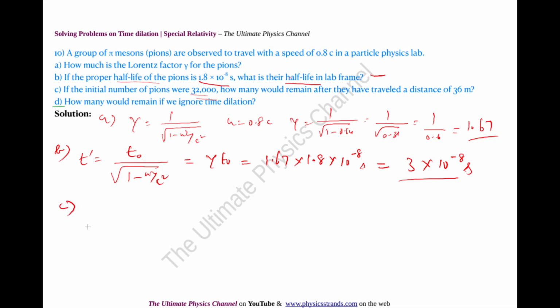Next is C part. If the initial number were 32,000 rather, right? Initial number of pions were 32,000. How many would remain when they have traveled a distance of 36 meters? So 36 meters, how many would remain?